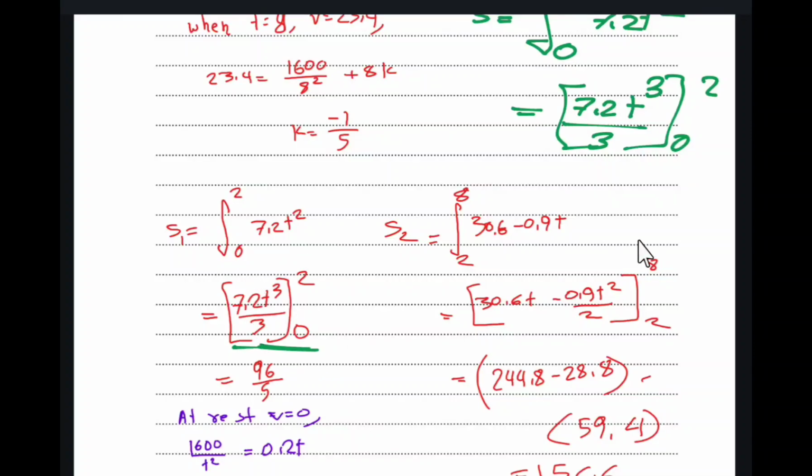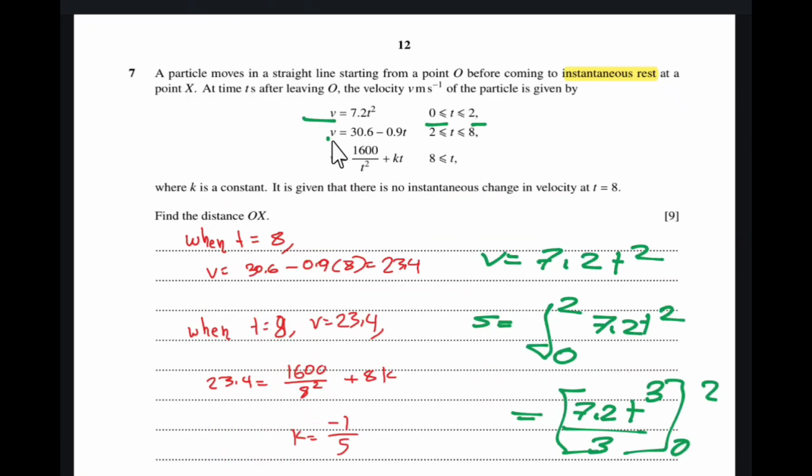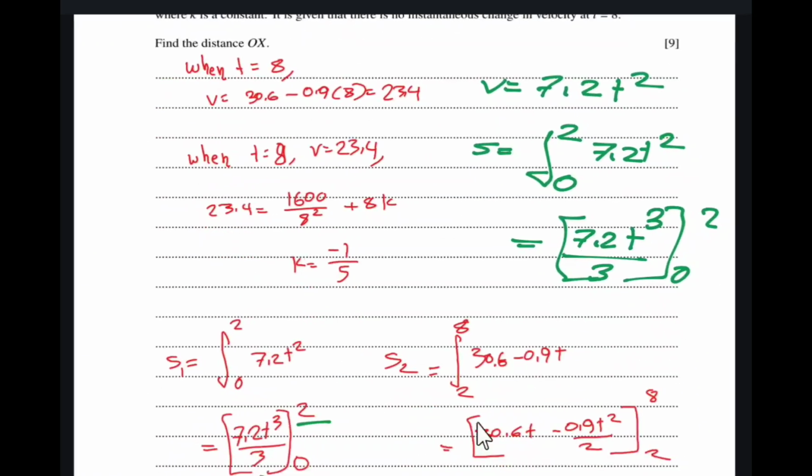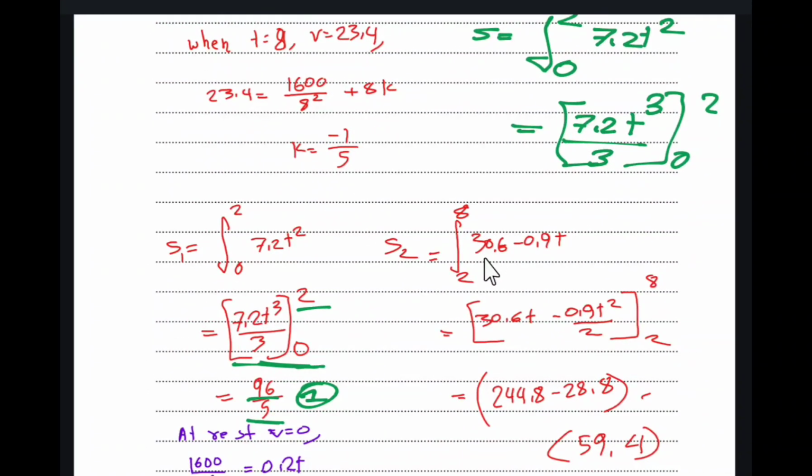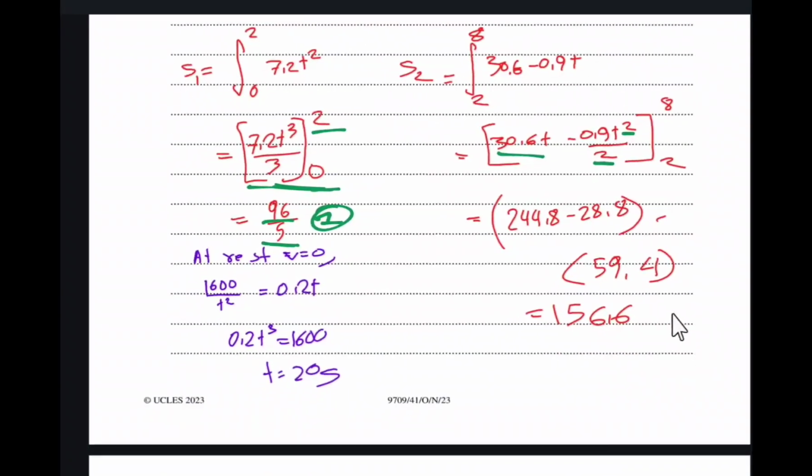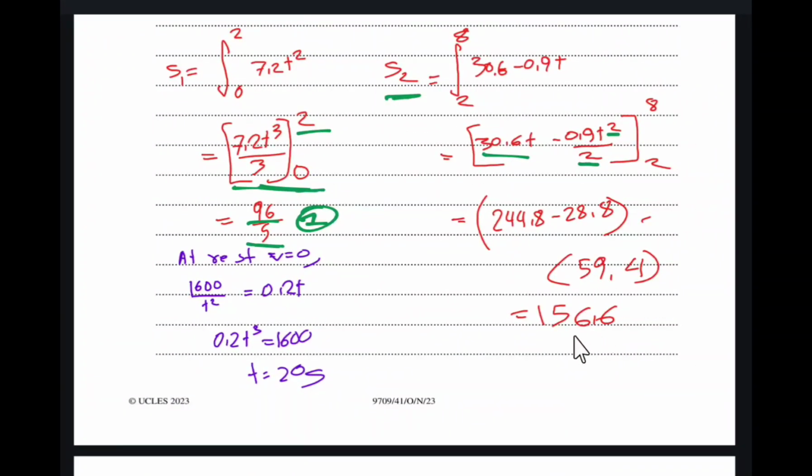After integrating we get this expression as shown. Then after substituting the values 2 and 0, we get our first distance as 96 by 5. Then to calculate the second distance, we need to integrate this equation between time t equals 2 and time t equals 8. Integrating 30.6 t minus 0.9 t square divided by the power, that is 2. After substituting the values, the second distance for the second interval is 156.6.